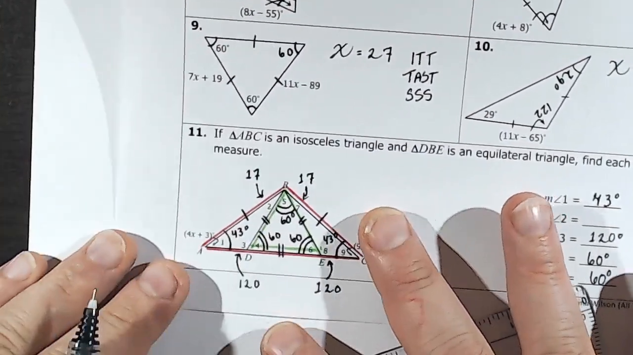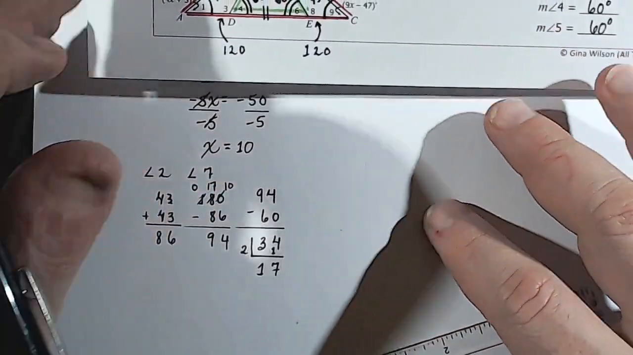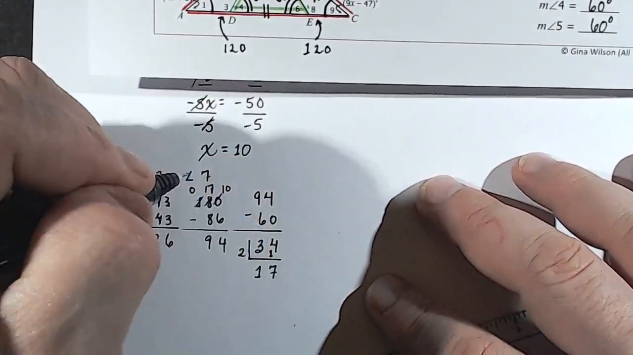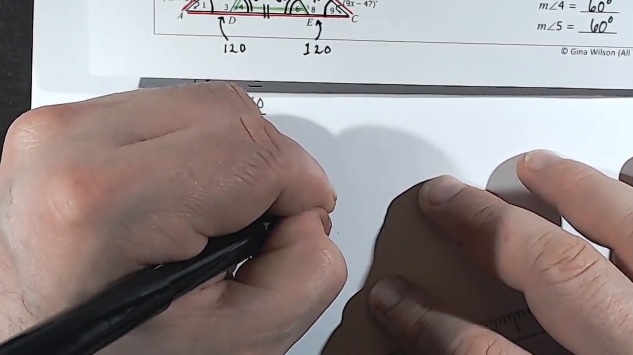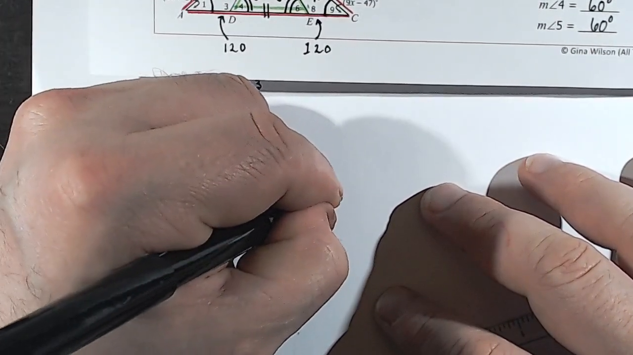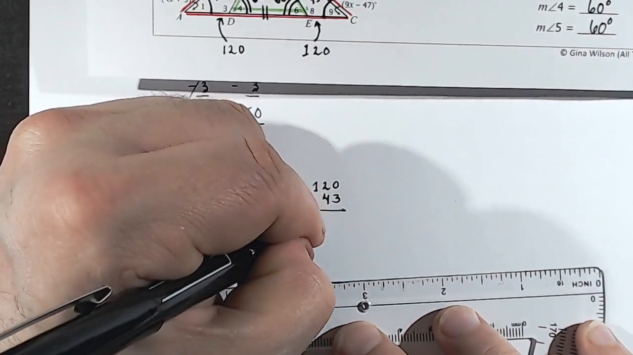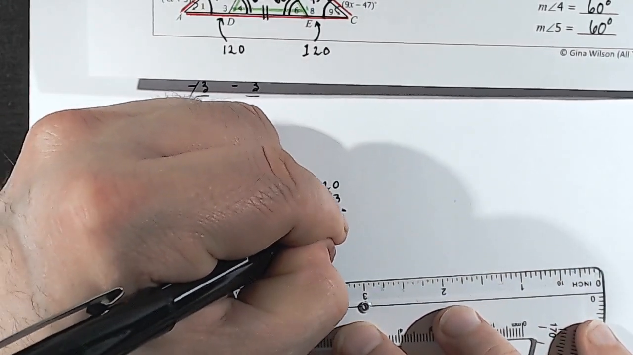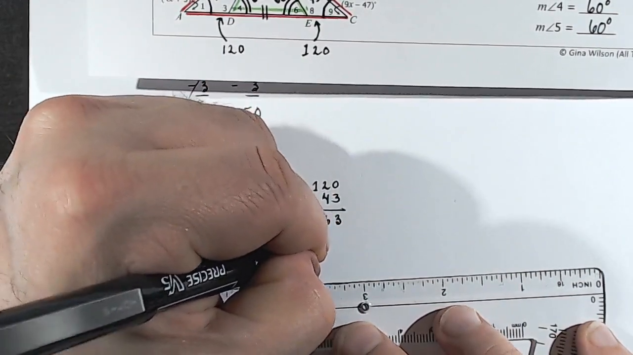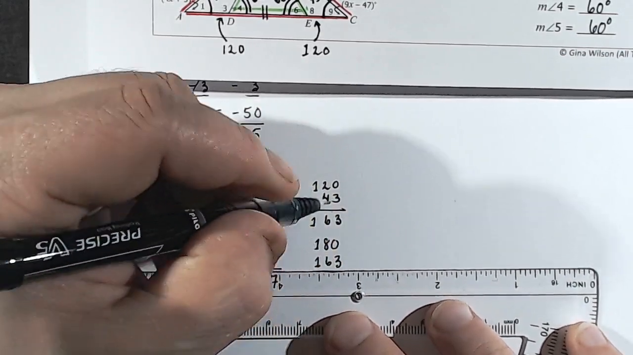But I want to prove that to you using the triangle angle sum theorem. So these little triangles over here on either side of the middle triangle, the two interior angles that we already knew were 43 and 120. So if I add those together, I get 163. And if I subtract 163 from 180, I should get 17.